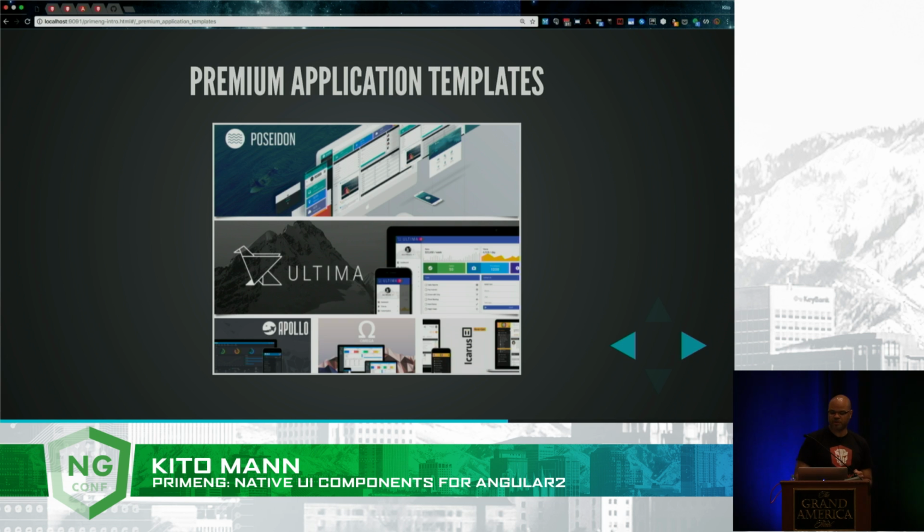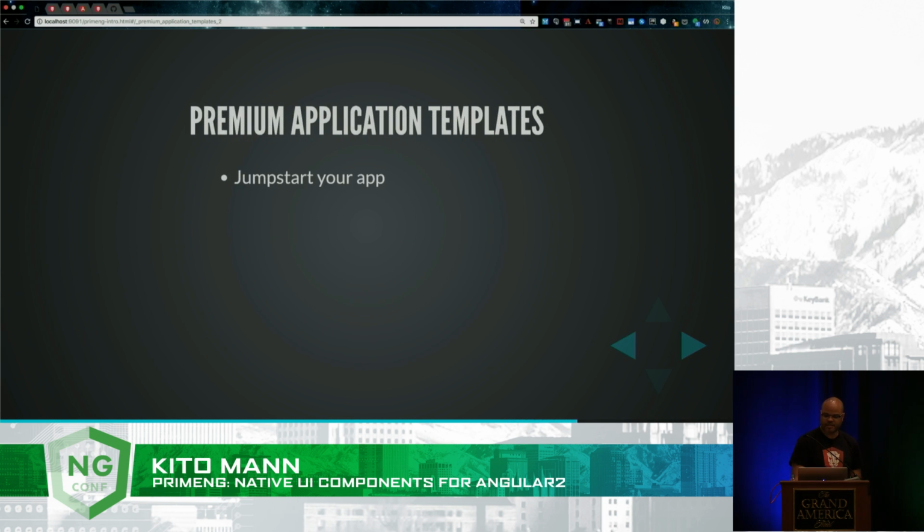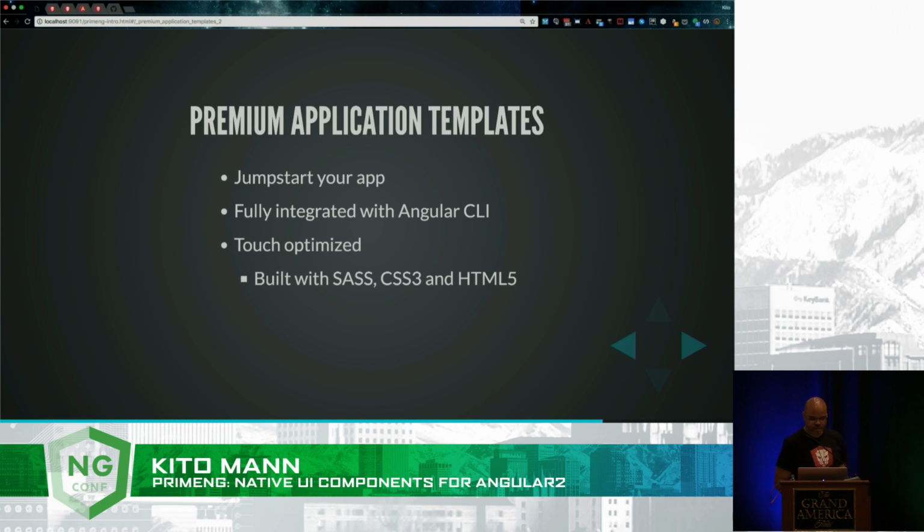But there's also some premium products, which are the application templates. Basically, they just make it easier if you're building a whole app that you want to use the PrimeNG components. You can get one of these templates, and they let you get started very easily. They're fully integrated with the Angular CLI. They're also touch optimized, built with Sass, CSS3, HTML5, etc. And they have a commercial license. They're actually really cheap considering what you get.